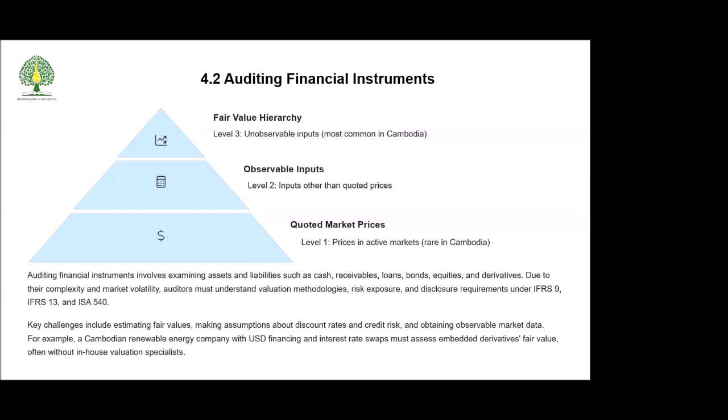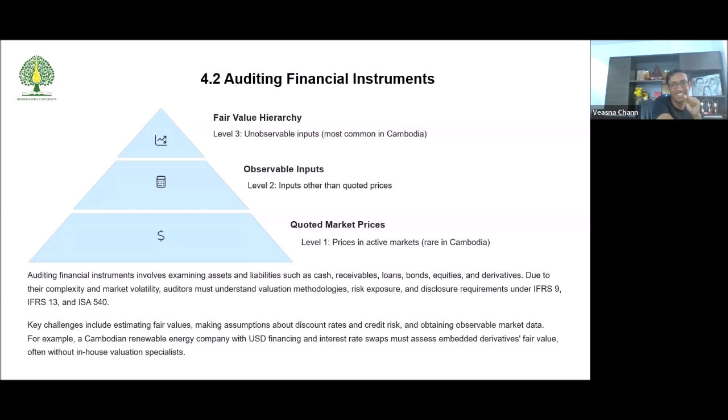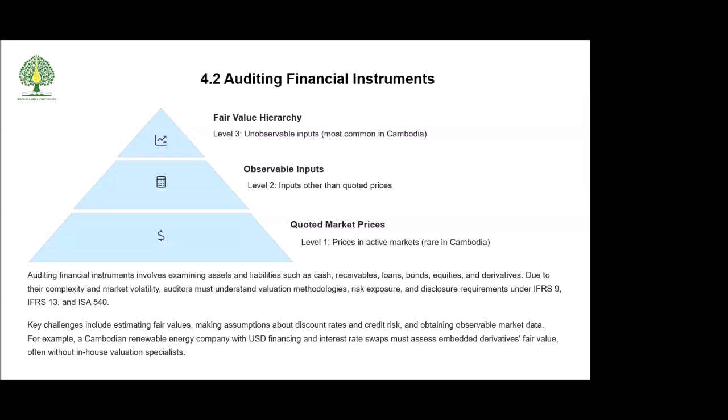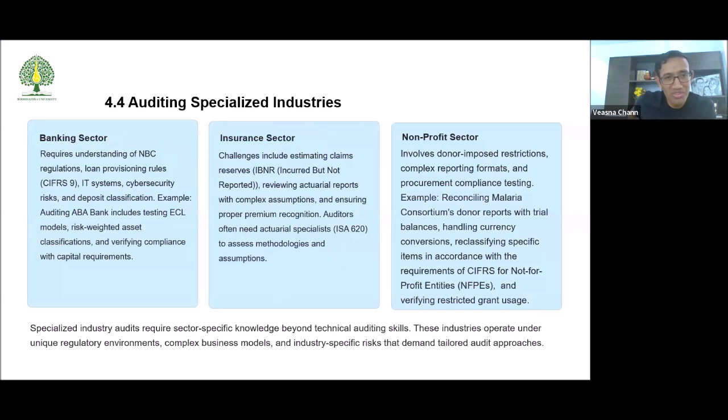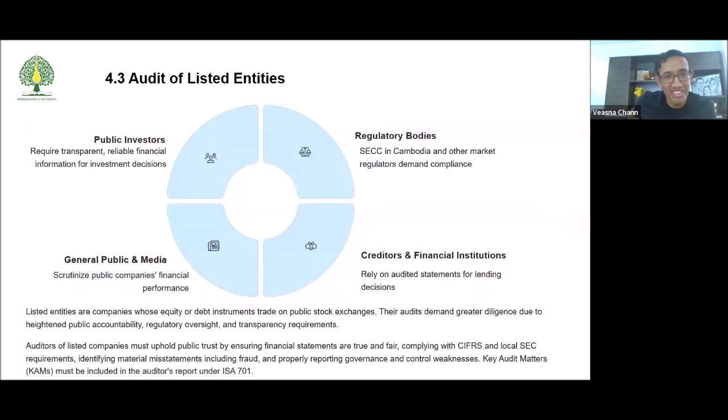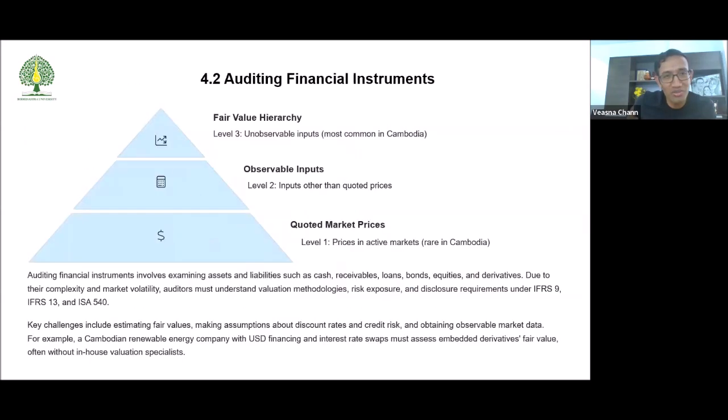For the audit of financial statements, instruments? No. For the financial instruments, we need to check and reconcile according to accounting standards. Your slide moved incorrectly. We need to stay on 4.2. Yes. Okay.